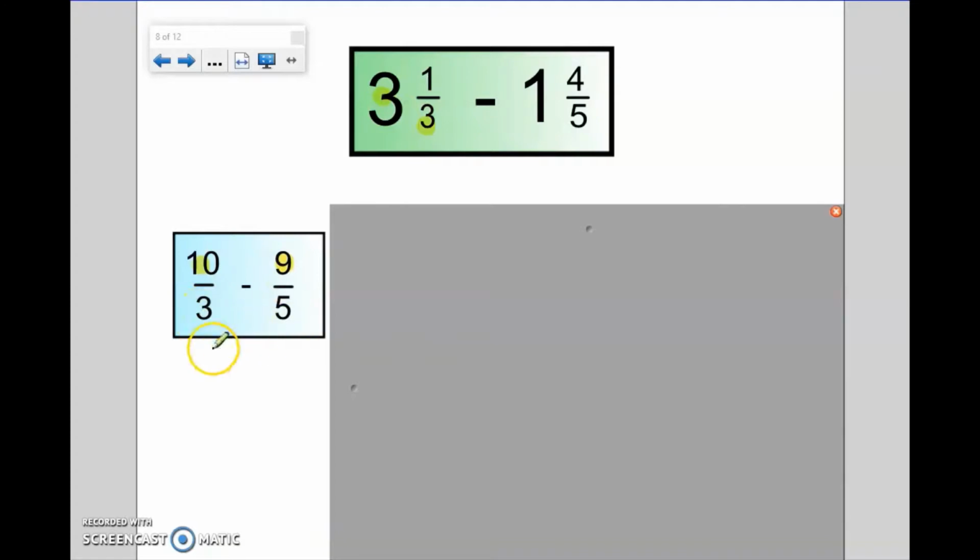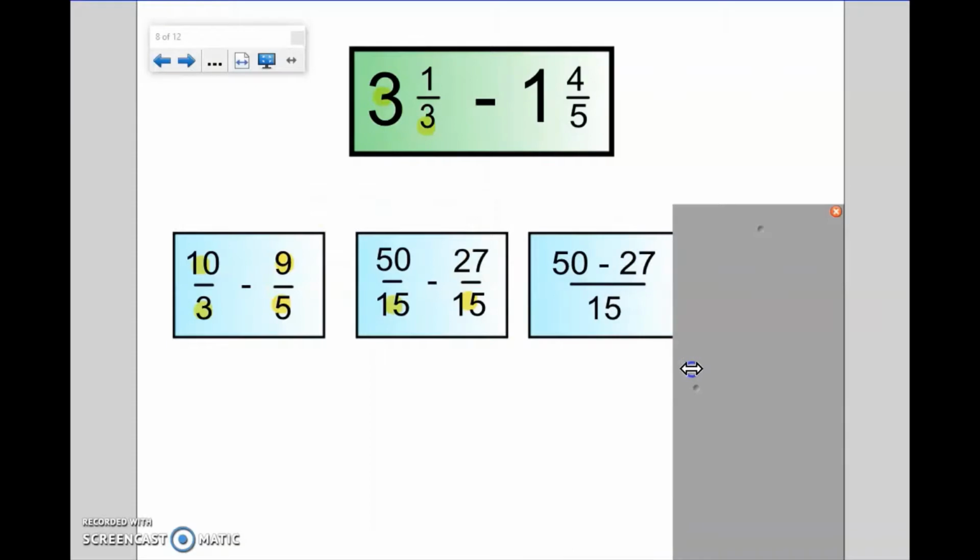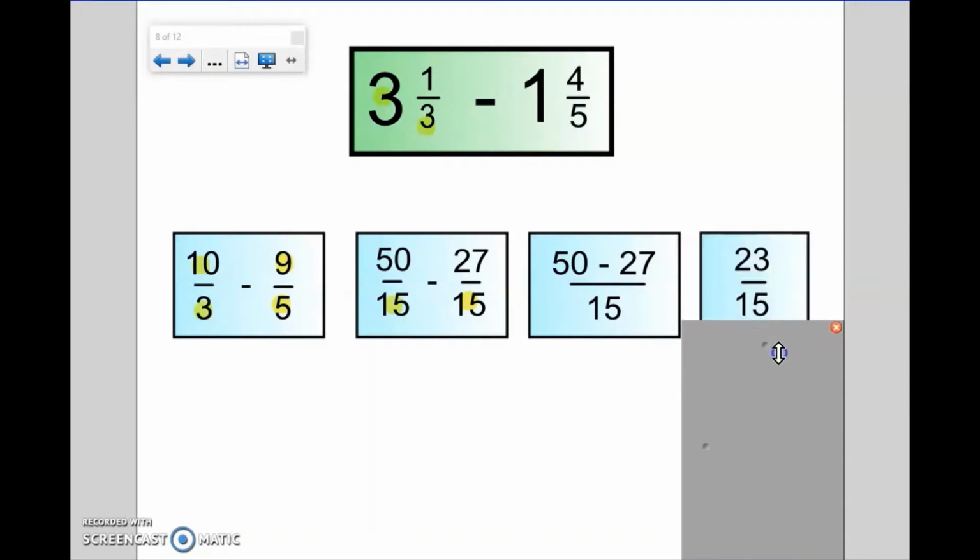Now I need my common denominator. I'm going to use 15. To get from 3 to 15, I've times by 5, which is what I've done to my numerator. From 5 to 15, I've multiplied by 3, which is what I've done to the 9. So at this stage, denominator stays the same, and we go ahead and subtract our numerators. 50 minus 27, giving us 23 over 15.